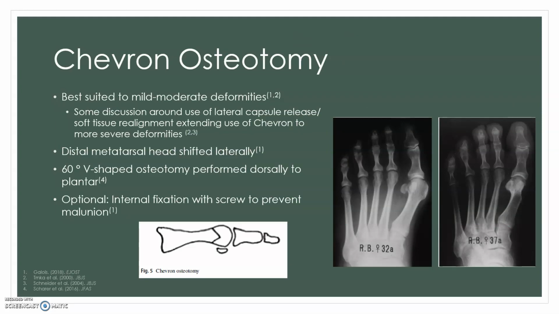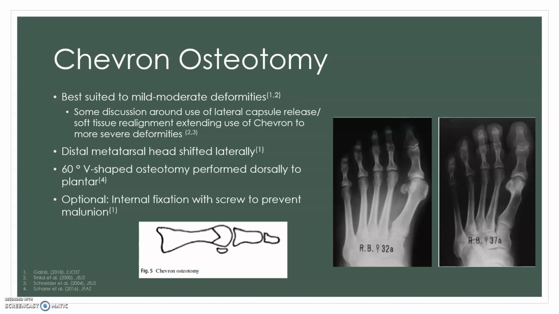The chevron osteotomy is considered the most popular method of hallux valgus correction. It is best suited for younger and more active individuals, but success has been seen in older and less mobile patients, so it shouldn't be discounted entirely.